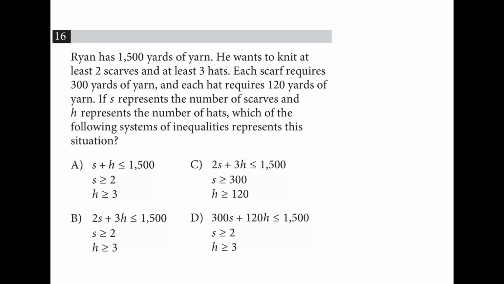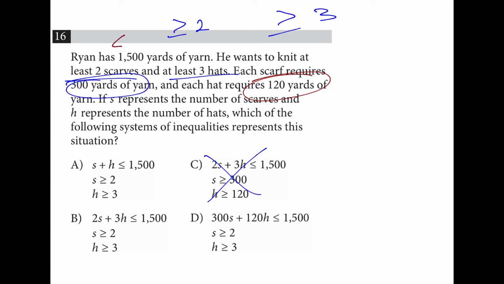Ryan has 1,500 yards of yarn, at least 2 scarves, that's greater than or equal to 2, at least 3 hats, that's greater than or equal to 3. So I don't like C, it has the wrong numbers there. When it comes to scarves, 300 yards, and hats, 120. So I should see those next to S and H, and then it's going to be less than or equal to 1,500 because that's the amount of material I have. That's why D is the best choice.